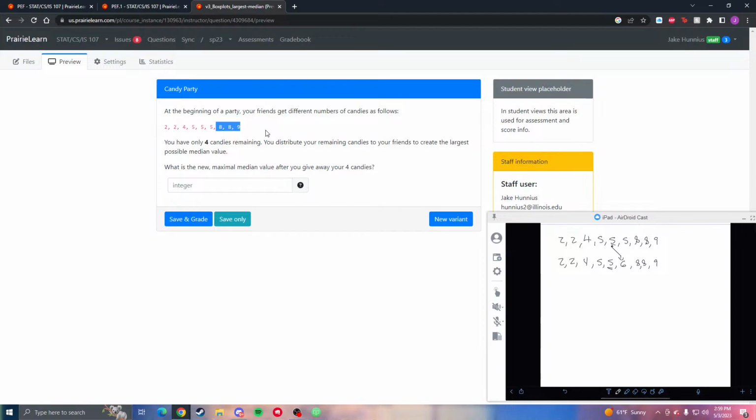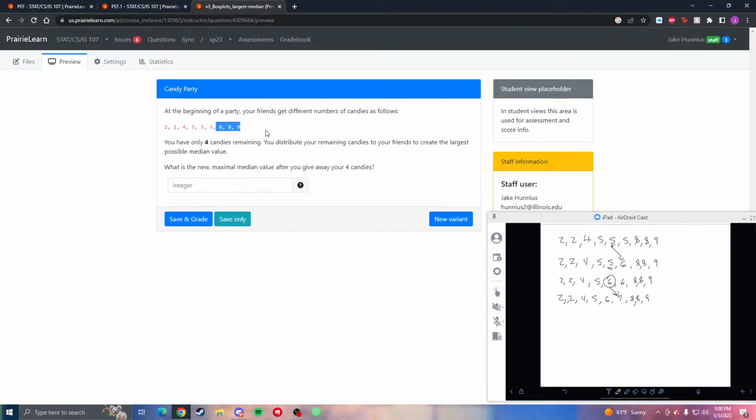So now we need to increase the median again. 6, 6, 8, 8, 9. And since it didn't grow larger than the one to the right, we can keep it the same. Now we're down to 2 candies, so we'll increase the median to 7. So 2, 2, 4, 5, 6, 7, 8, 8, 9.